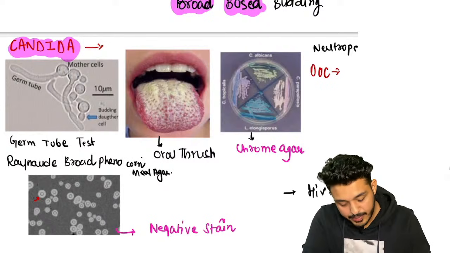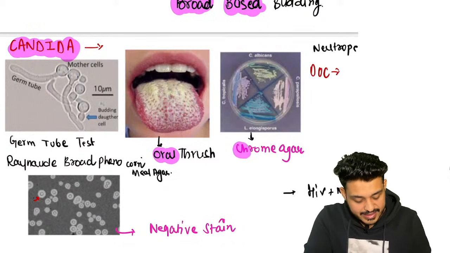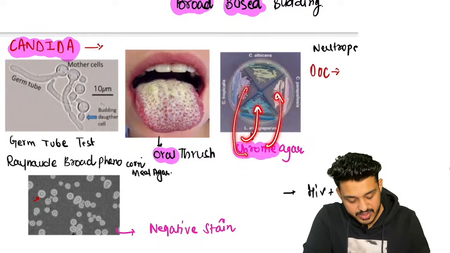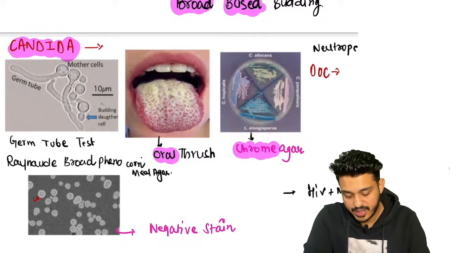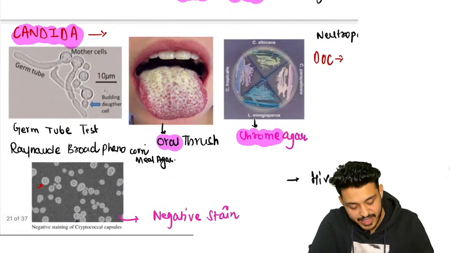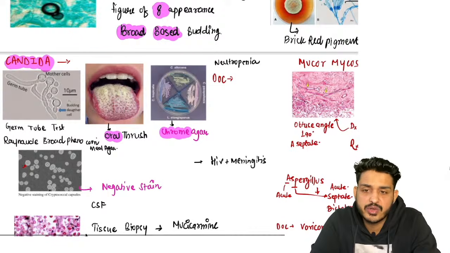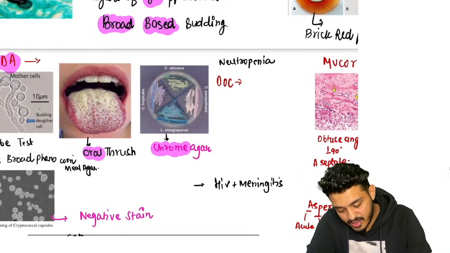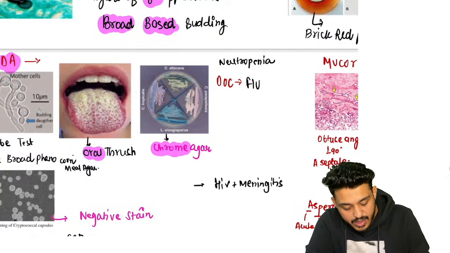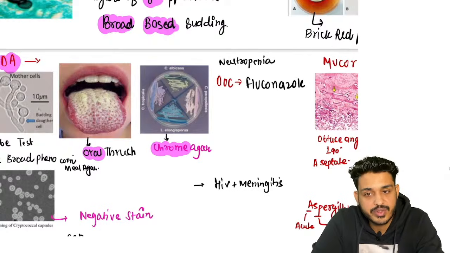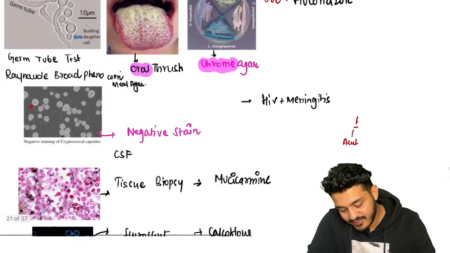Candida. Here you will have oral thrush, and this is the chrome agar. Chrome agar can differentiate between multiple species of Candida. Previous year question, right? Why do we use chrome agar? To differentiate between the multiple species of Candida. Candida can happen in any neutropenic patient, right? This is going to have a decrease in immunity. The drug of choice for Candida is going to be what? Fluconazole. The second infection is going to be what?